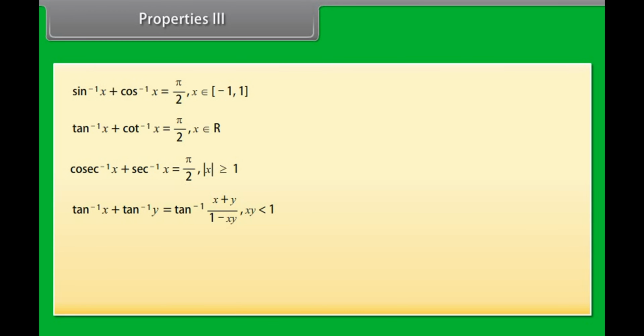Tan inverse x plus tan inverse y is equal to tan inverse x plus y by 1 minus xy. Xy is less than 1. Tan inverse x minus tan inverse y is equal to tan inverse x minus y by 1 plus xy. Xy is greater than minus 1. 2 tan inverse x is equal to tan inverse 2x by 1 minus x square. Modulus of x is less than 1.